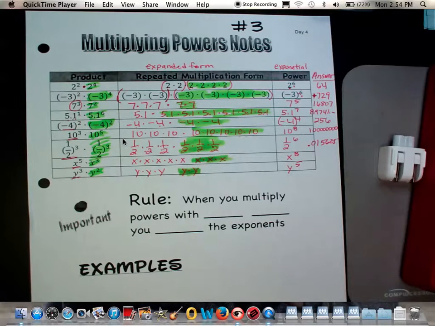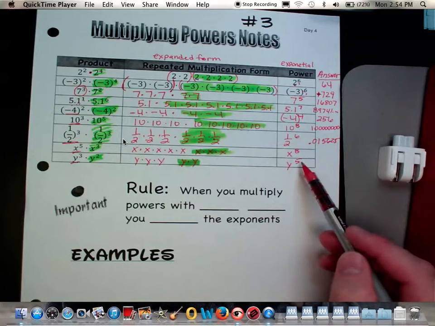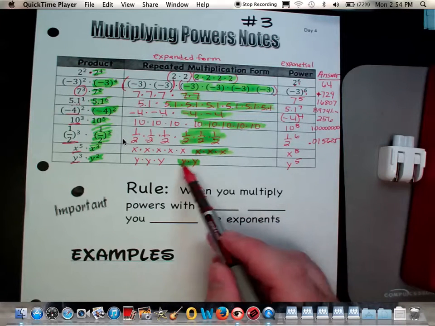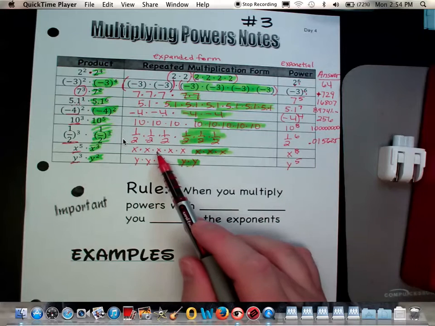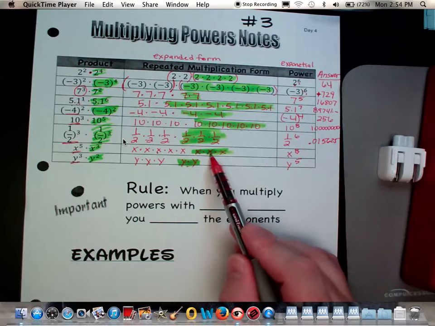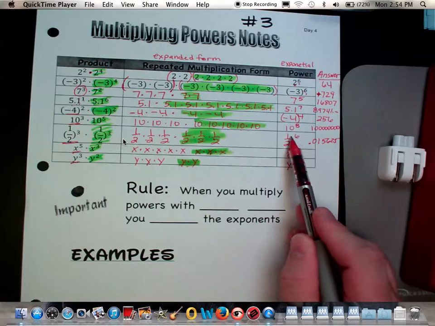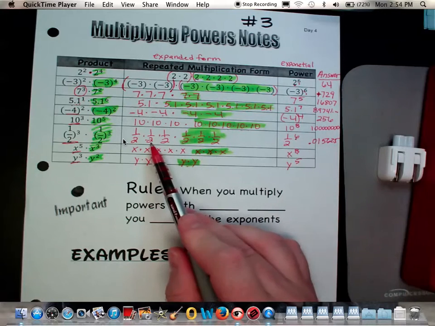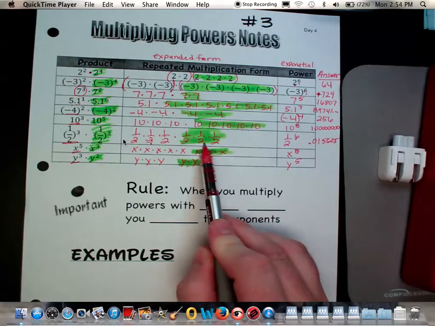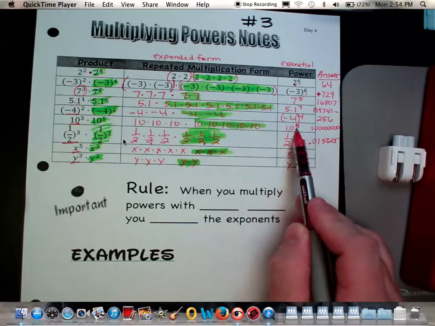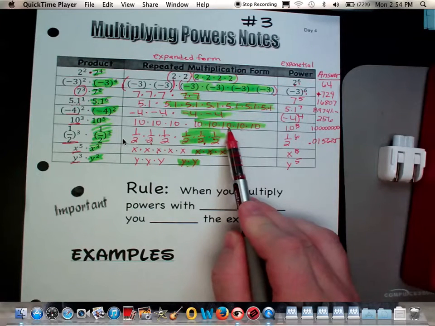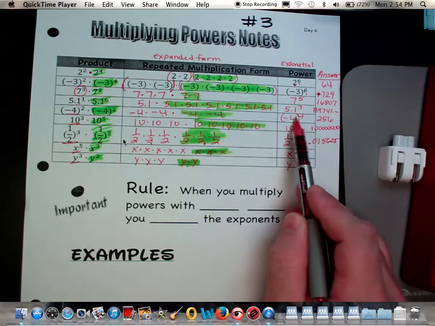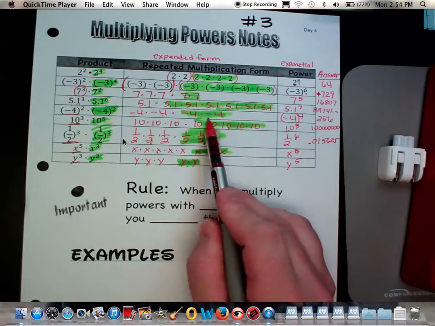Okay? Now, if you look back here again, let's find our rule. I got y to the 5th power from 3 and then 2. I got x to the 8th power from 5 x's and 3 x's. I got 1 half to the 6th power from 3 halves and 3 halves here. I got 10 to the 8th power from 3 tens and 5 tens. You can see here, negative 4 to the 4th power from 2 here and then 2 here.